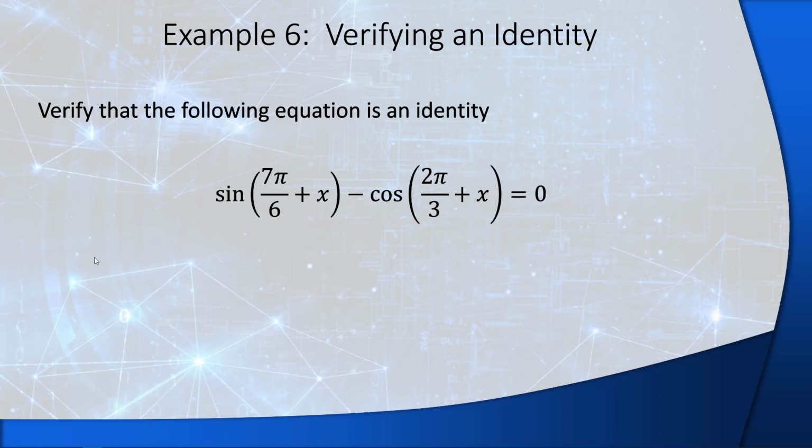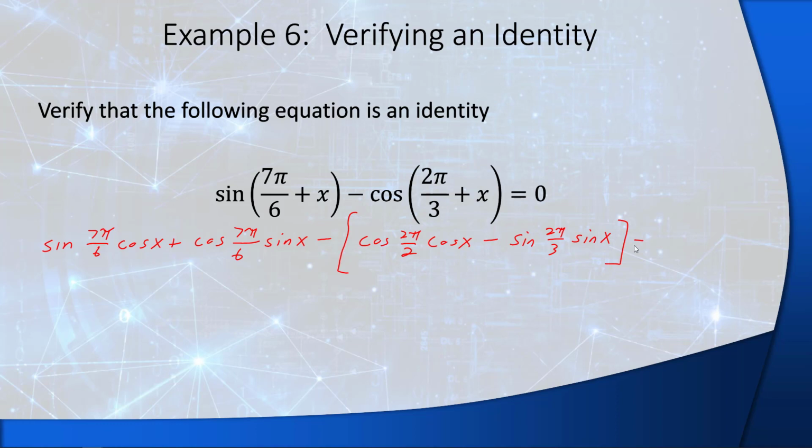And so the sum identity for sine is going to be sine of the first angle, which is 7 pi over 6, times the cosine of the second angle, plus the cosine of the first angle, 7 pi over 6, times the sine of the second angle, minus, and then the identity for the cosine of the sum of two angles is going to be the cosine of the first angle, which is 2 pi over 3, times the cosine of the second angle, minus the sine of the first angle times the sine of the second angle. And all this theoretically should be equal to 0.